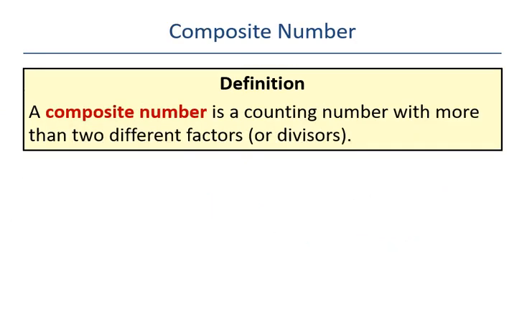Now a composite number. A composite number is a counting number with more than two different factors. Once again, let's use, say, 4. Let's think of factors of 4. Just like the last one, I know that I can multiply 1 times 4 and I get 4. But notice I can also do 2 times 2 and that equals 4. So here I was just able to get 2, but that is still more than just 1. And so therefore I have a composite number.